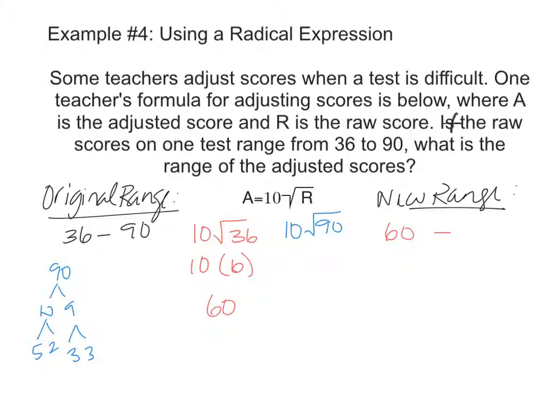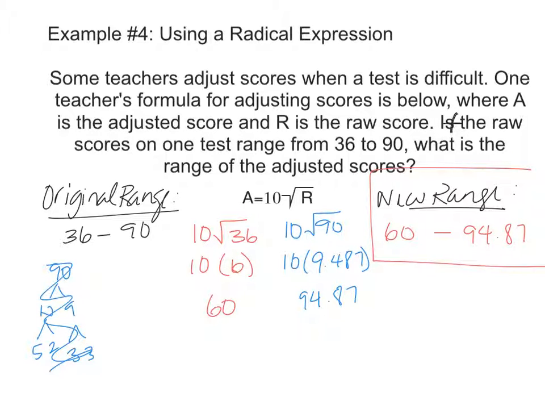There's actually, you know what, I'm going to solve this a different way until we actually learn how to multiply roots, because that's actually the next lesson. So if you put the square root of 90 in your calculator, you would get 9.487, which is then 94.87. So I'll show you the other method once we get to it in the next section. Okay, and so this is our new range of scores. So original scores were 36 to 90, and now they have adjusted the scores to where the lowest grade is now 60 and the highest is 94.87.